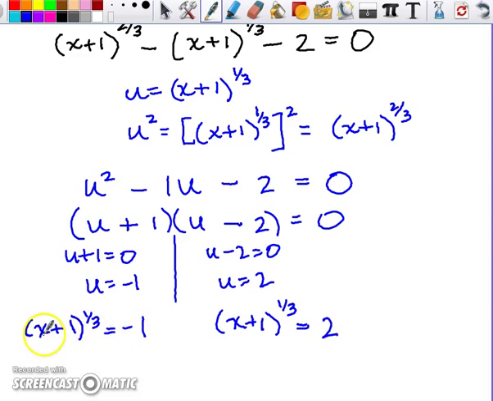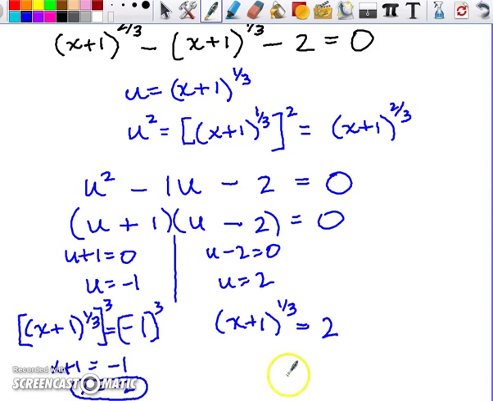And we solve this now for x. What do we do to both sides? We raise to the power of 3, cube both sides. And I'm left with x plus 1 equals -1 cubed, which is -1. If I solve that, I get -2 for x.